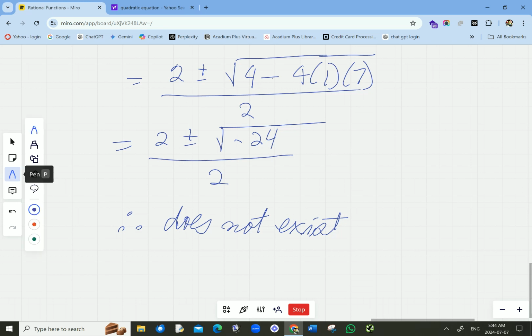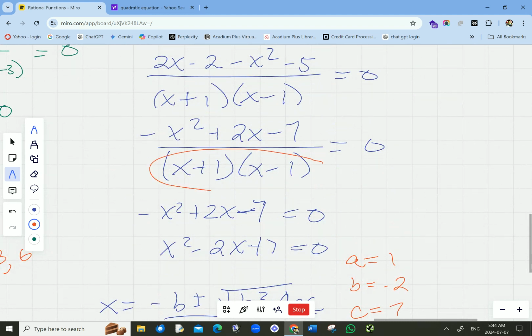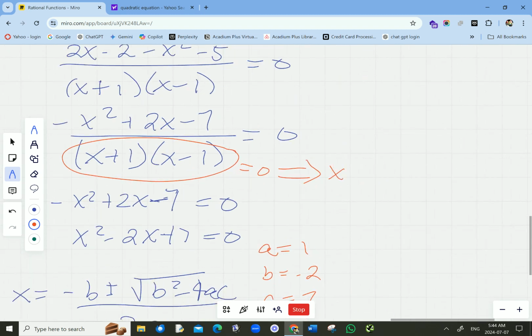That's okay. Now let's look at our restrictions. Our restrictions are when the denominator equals 0. So this implies our restrictions are when x equals 1, or when x equals -1. So we do not want x to equal 1 or -1. So those are our restrictions.